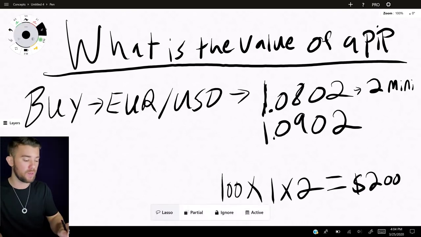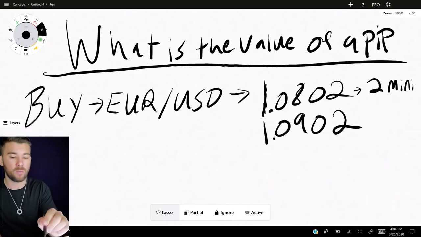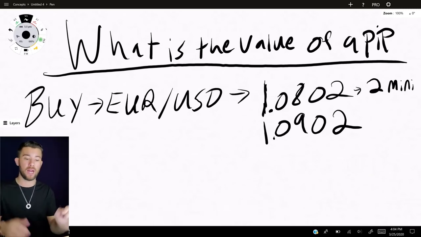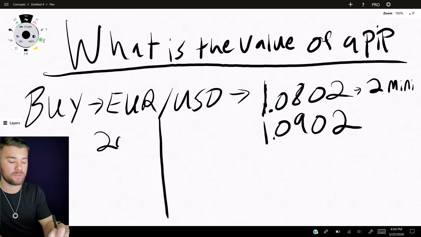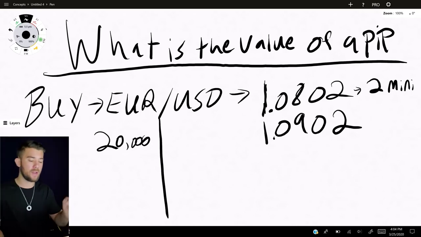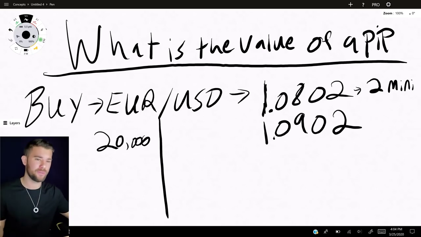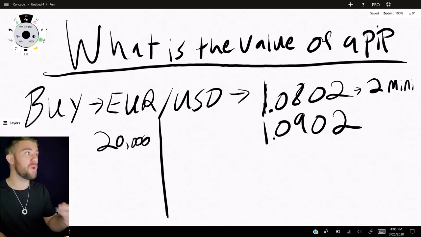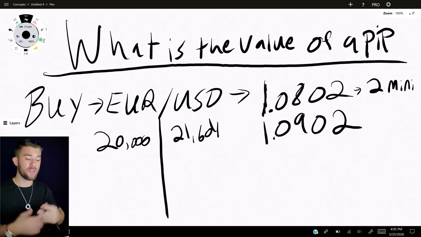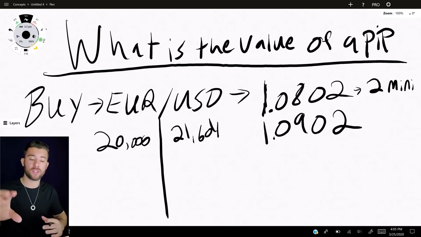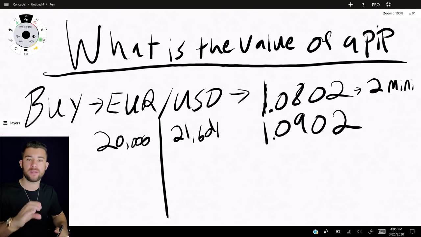Now, let's go through the other way of looking at it on a mini lot as well. What you are saying is, broker, I want 20,000 euros. The math is going to get a little more difficult here. Hold on, let's bring a calculator over. They're going to charge you 1.0802 times 20,000. When they do that, they're going to be charging you $21,604. So when they're charging you $21,604, you're holding 20,000 units of euro.